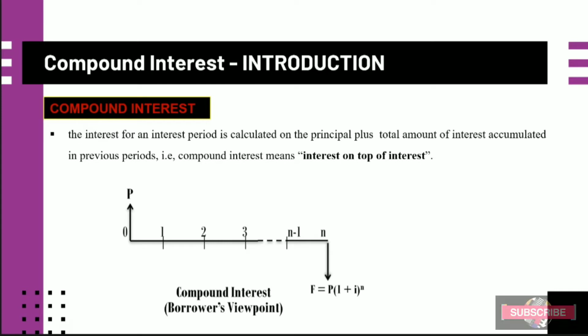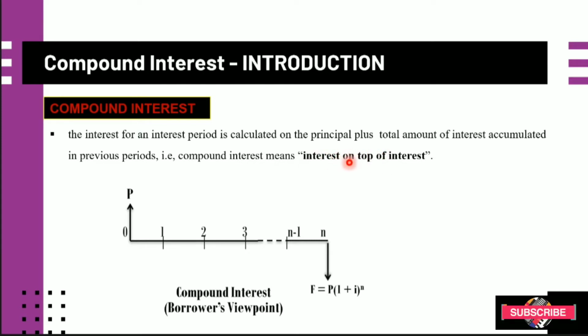So by definition, this is a simple introduction to what compound interest is all about. This is the interest for an interest period that is calculated on the principal plus the total amount of interest accumulated in previous periods. Meaning, compound interest means interest on top of interest.